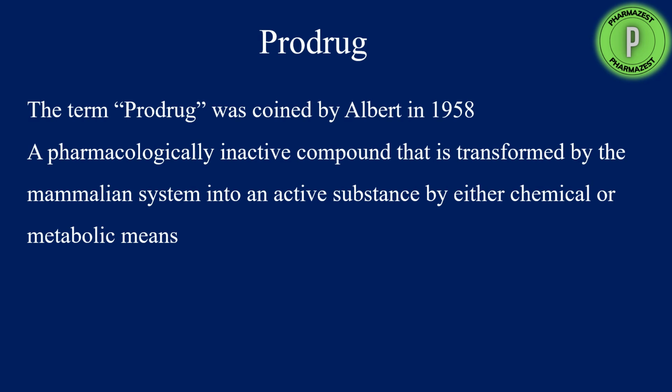When it is entering the body, it is in the inactive form. And after the action of the enzymes present in the body, the foreign compound entering our body, that is the prodrug, gets acted on by these enzymes and is metabolized into the active form. As a result, the drug is available at the active site. So this is the concept of a prodrug.